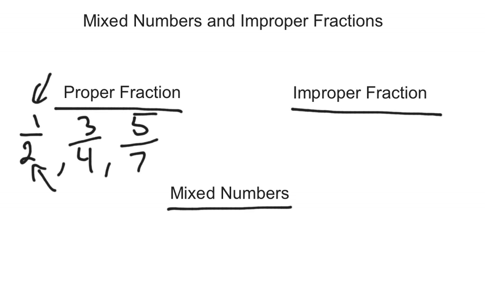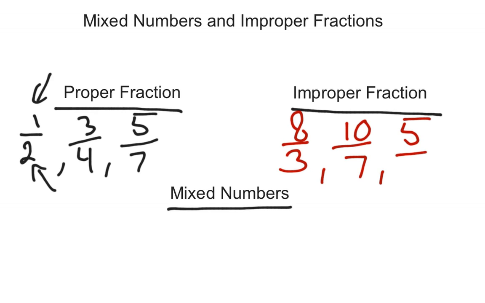Improper fractions are what's not supposed to happen. Improper fractions are when it's just the opposite, when the numerator is larger. A fraction's not supposed to be that way, so we call it improper. Anytime the numerator is bigger than the denominator, like 10/7 or 5/4, those are just some examples of improper fractions.